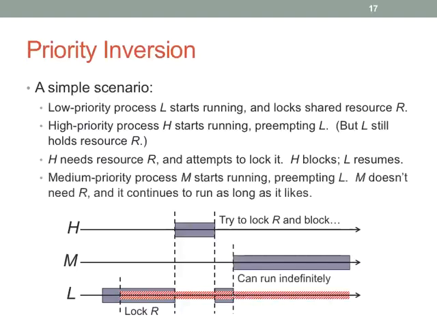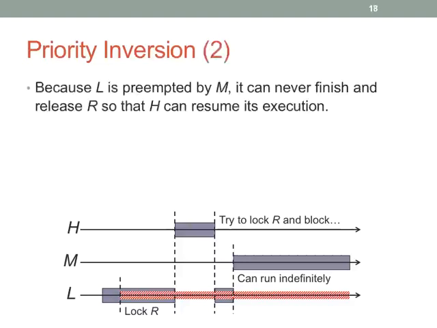But the problem is, then we have medium priority process M step into the picture and mess everything up. M doesn't need R, and it can run as long as it likes because we don't have any preemption in priority scheduling, so it runs indefinitely, and L is blocked indefinitely, and thereby H is also blocked indefinitely, even though we'd like to actually get H its resource so it can finish.